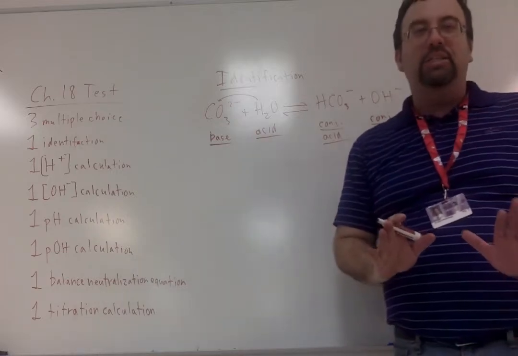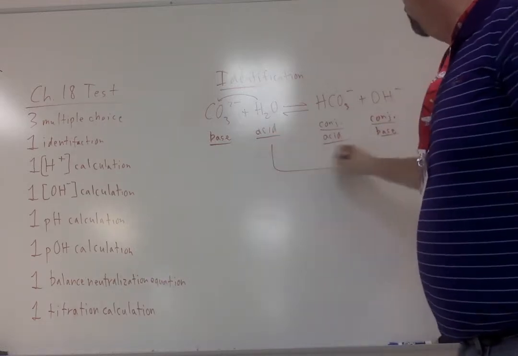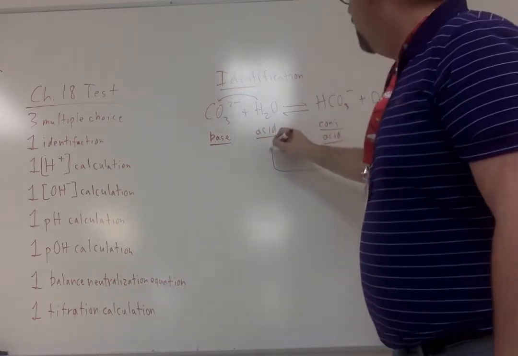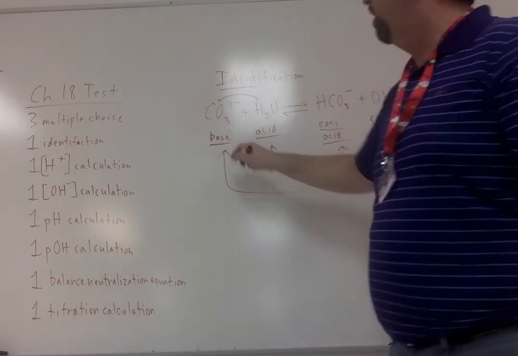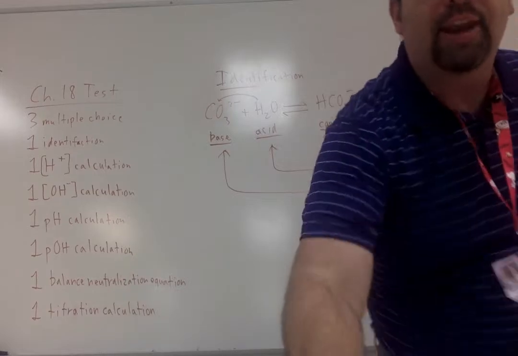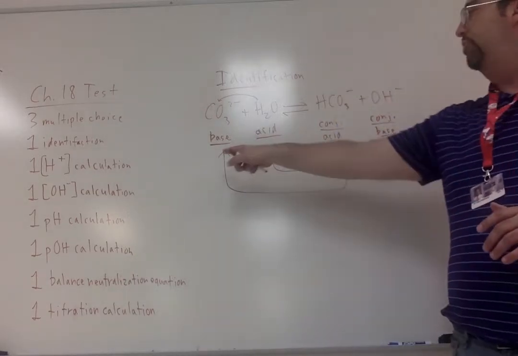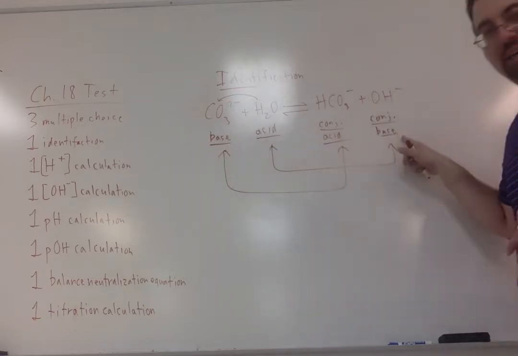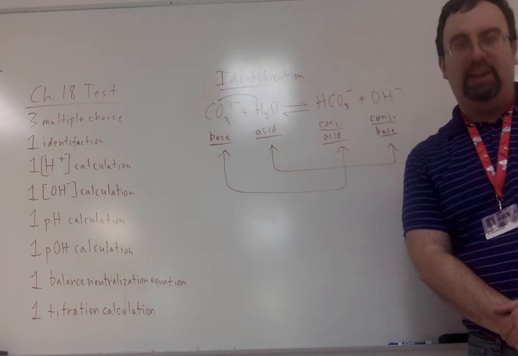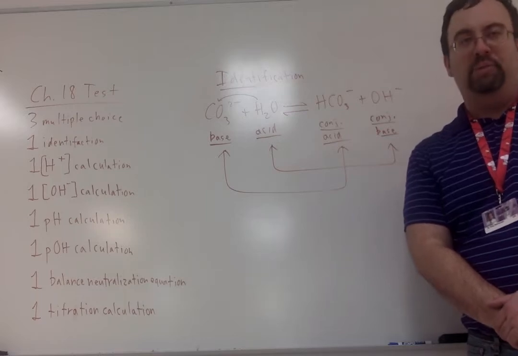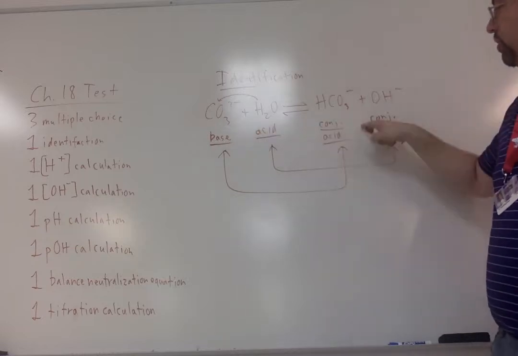Want to again point out the acid and the conjugate base are linked together, as are the base and the conjugate acid. And so remember that when you identify the acid and the base, the conjugate acid goes with the base, the conjugate base goes with the acid. And so this is an example of an identification problem, one that will be very similar to the one that you see on the test. So you would have to tell me these 4 things.